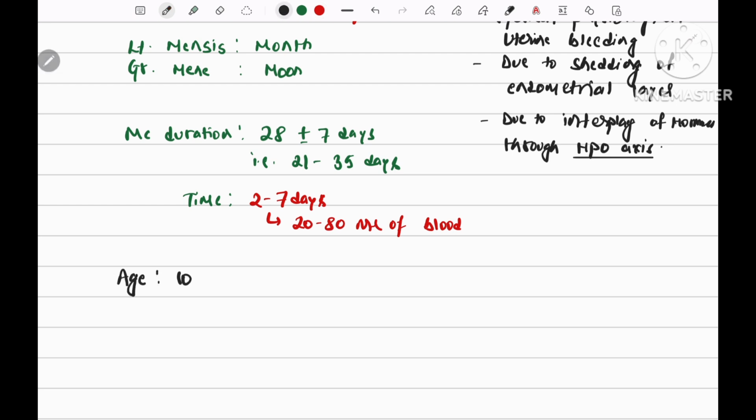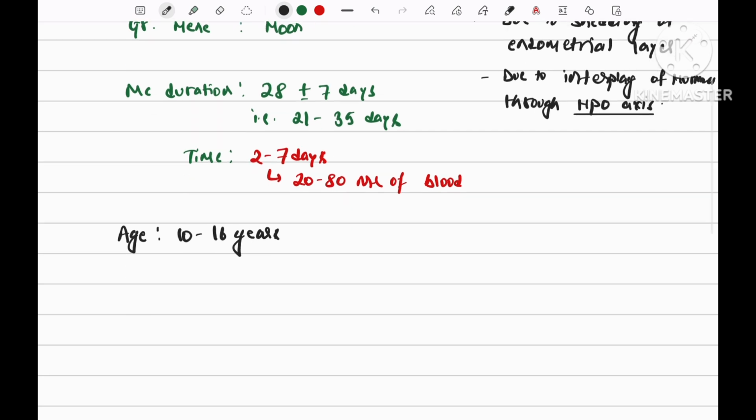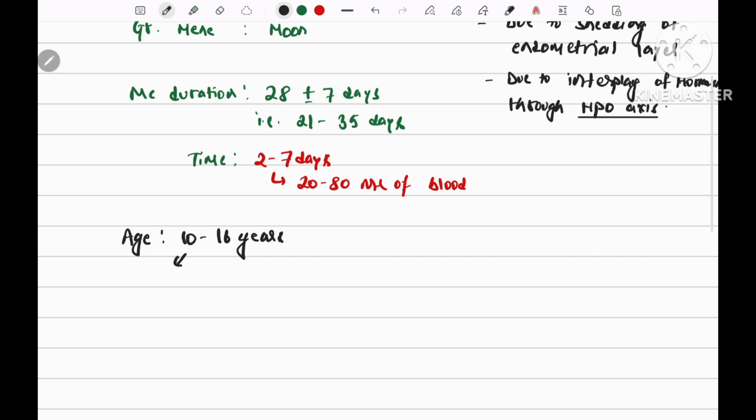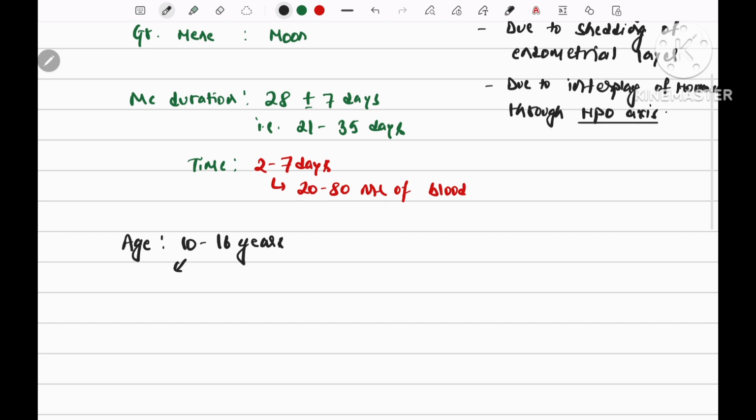Now we will talk about when the menstrual cycle begins. It begins at the age of 10 to 16 years. In different regions, in some places like Arab countries, where there is very high temperature and high humidity, menstruation occurs earlier than the expected age, like before 10 years. And in some regions where the temperature is very cold, menstruation can occur beyond 16 years. On average, around 13 years of age is the average age for menstruation.